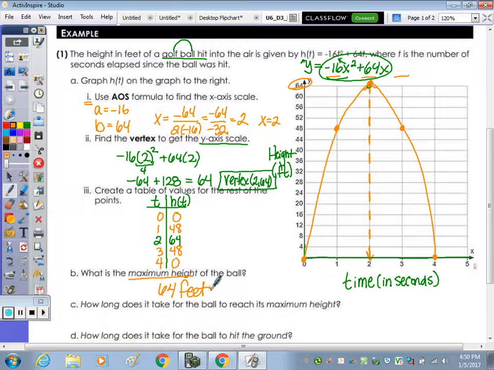How long does it take for the ball to reach its maximum height? So at 0 seconds, we haven't hit it yet. At 1 second, it's at 48 feet. To reach its highest, it's right here at the vertex, 2, 64. So how long, that's time, that would be 2 seconds.